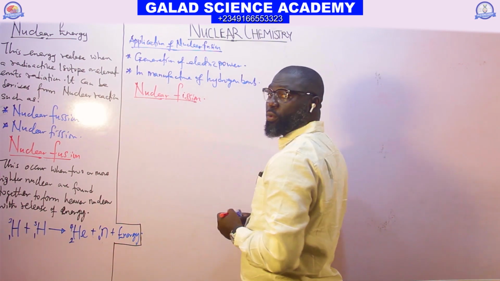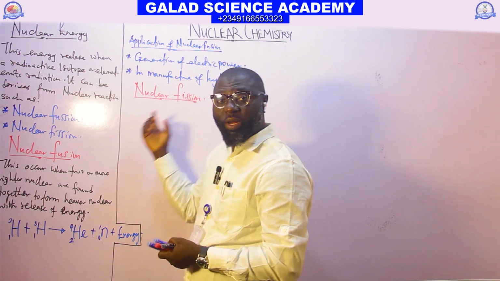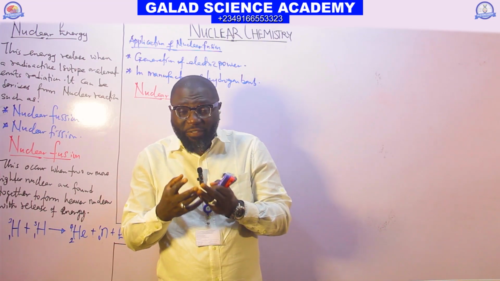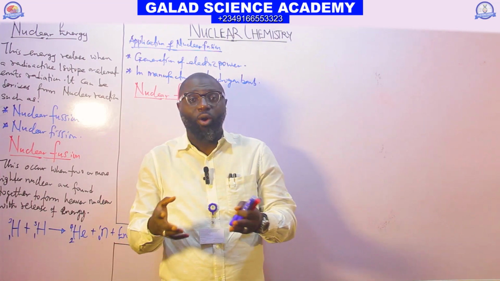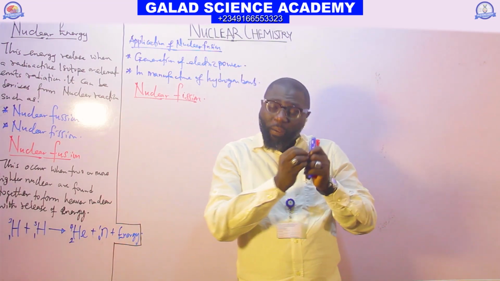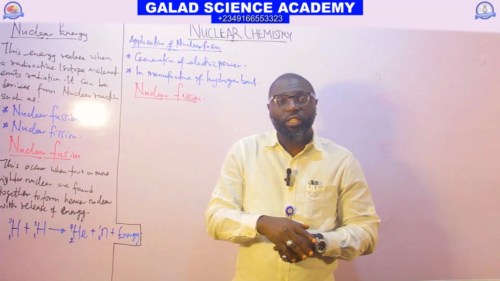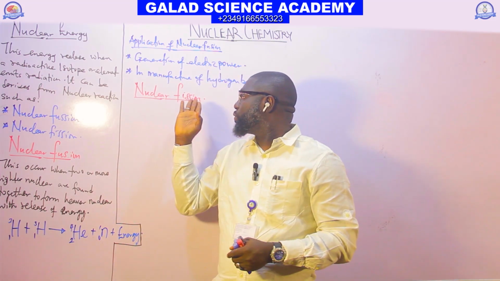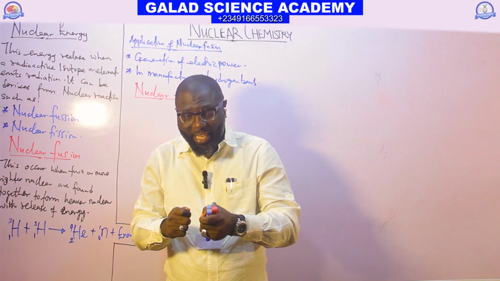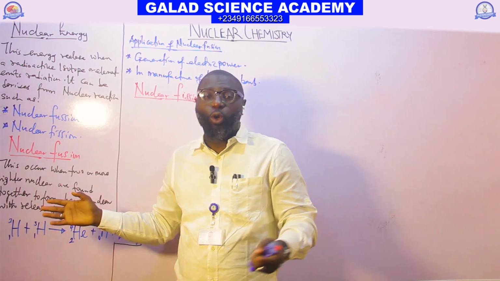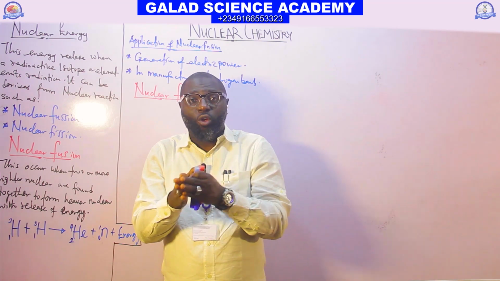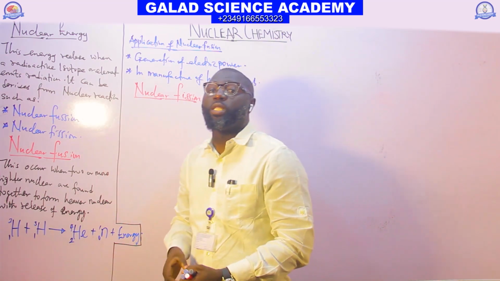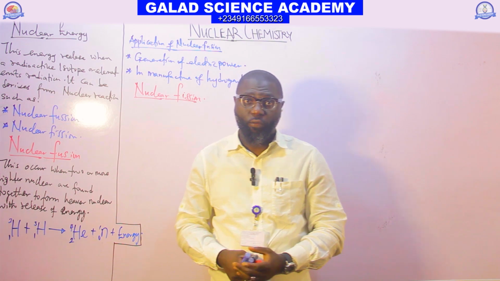Here we have nuclear fission. Fission simply means the breaking down of the nucleus of heavy radioactive elements or isotopes into smaller radioactive isotopes or elements, with release of energy. That is what we call fission. In fission we split a heavy nucleus, but in fusion we combine lighter nuclei. They are opposites. Here we combine; here, in nuclear fission, we split.